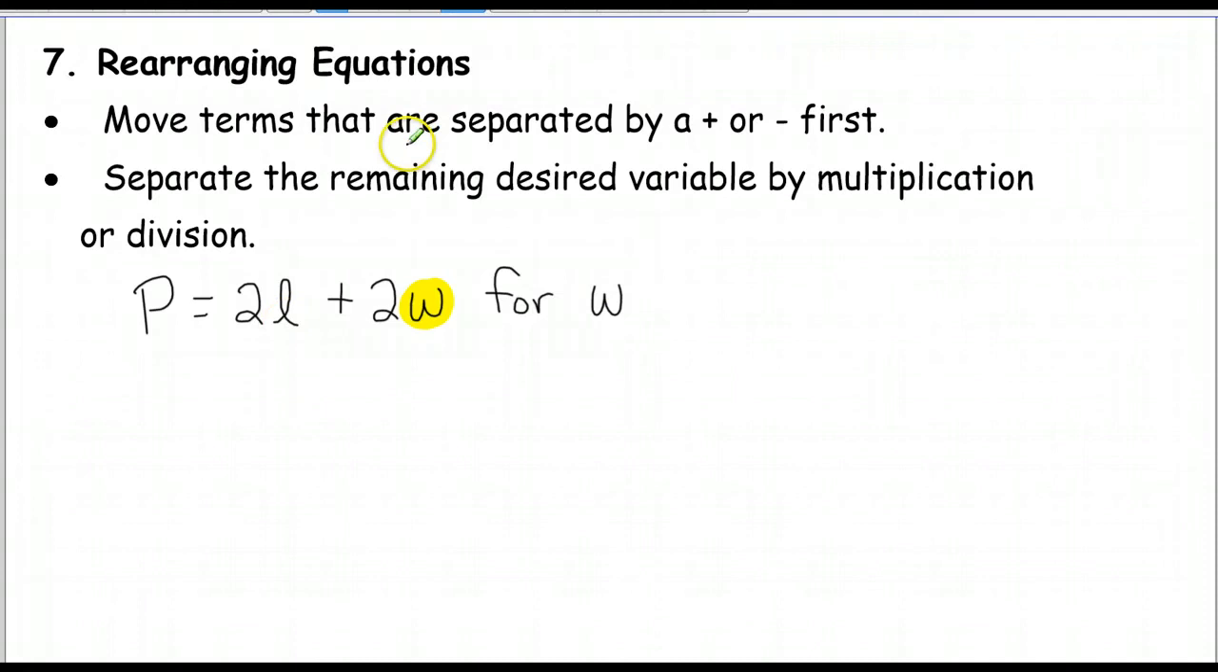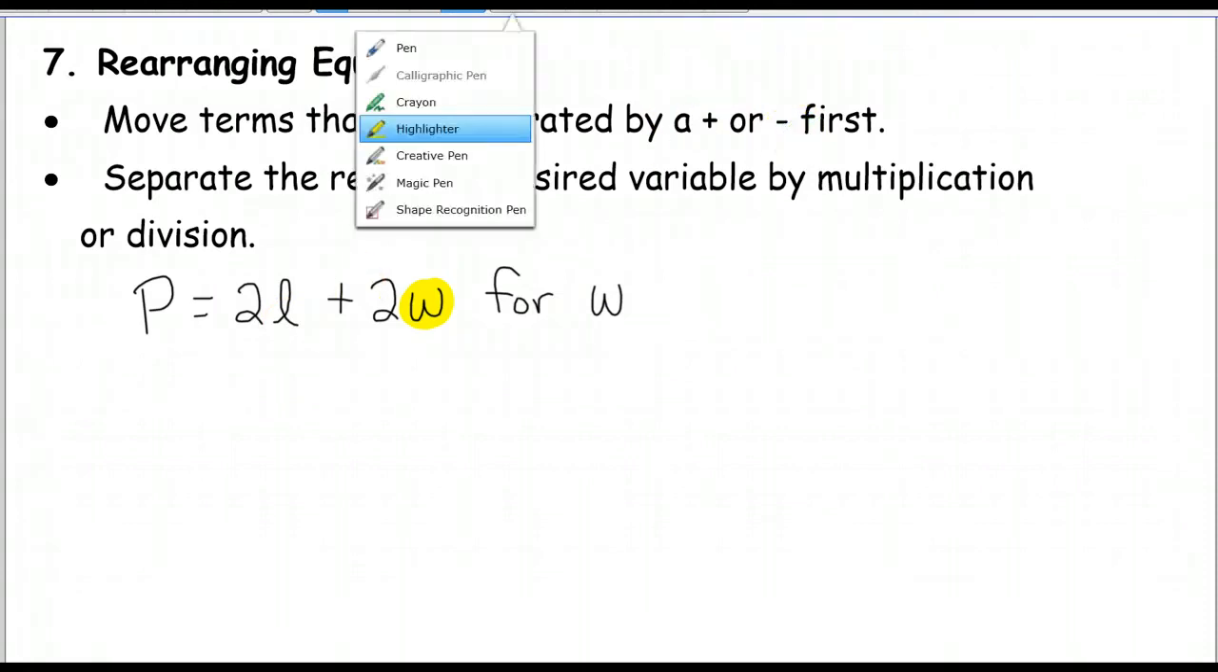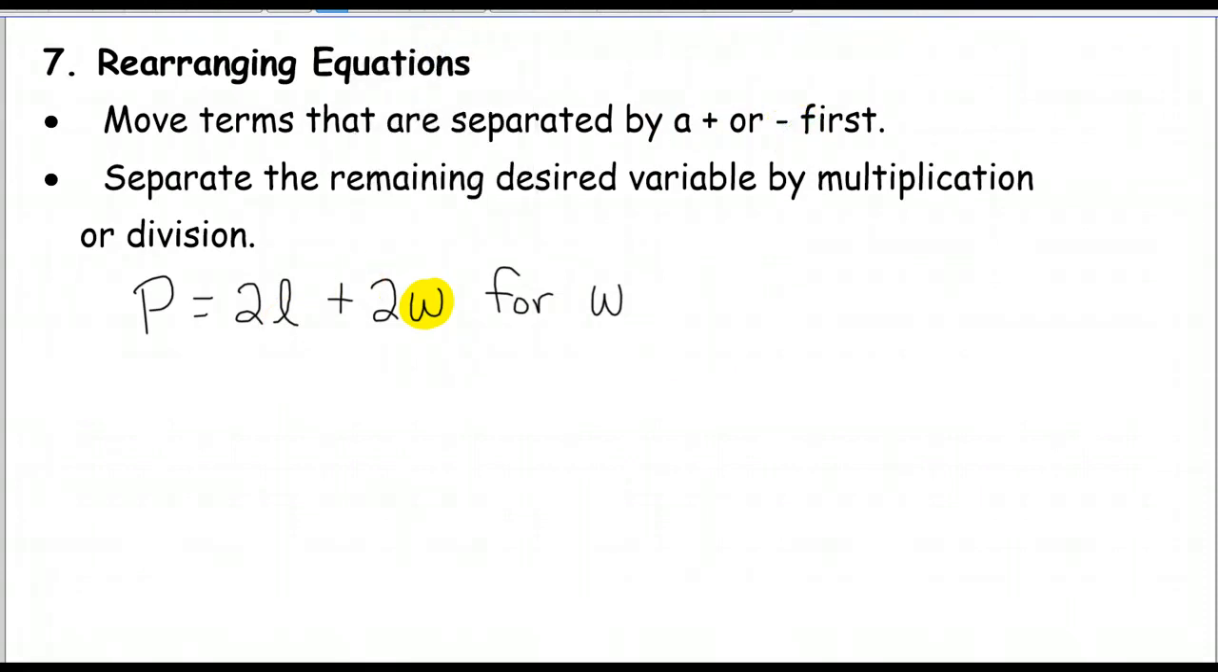So the first step says move terms that are separated by a plus or minus. This is our first step. This is a term that is separated by a plus or minus from the one we want by itself. So the movement of it, like I said earlier, is to perform the opposite operation. Right now, this term is being added with this term. So in order to move it to the other side, it needs to be subtracted.